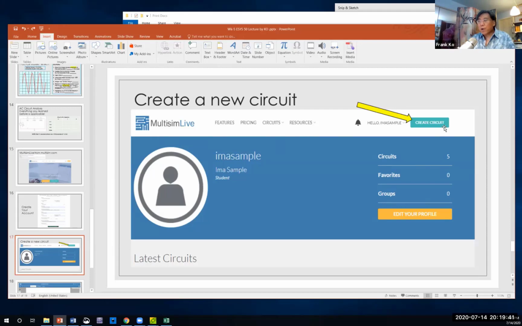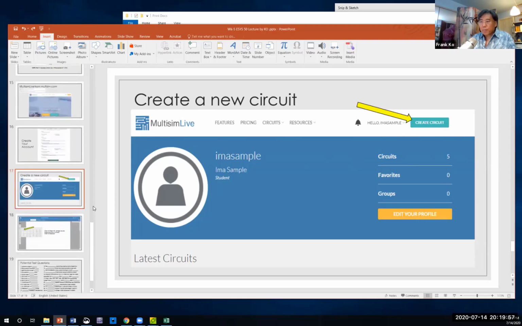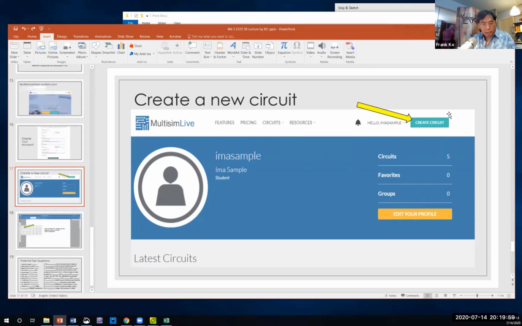So how many of you are actually doing this that would like for me to pause for a moment and give you a moment to catch up? Because you don't have to do it now unless you choose to do so. Okay, so we will click to create a circuit.